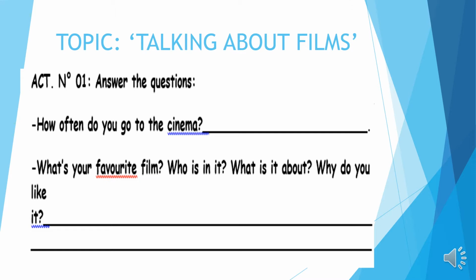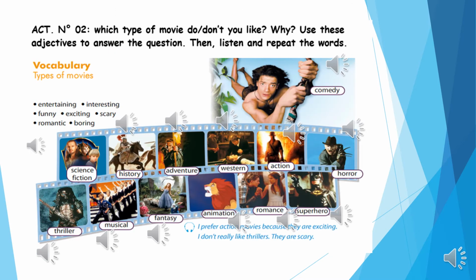Once you're finished answering these questions, you are going to go to activity number 2. In this activity, you have to listen and repeat the vocabulary about films. Comedy, science fiction, history, adventure, western, action, horror, thriller, musical, fantasy, animation, romance, superhero.